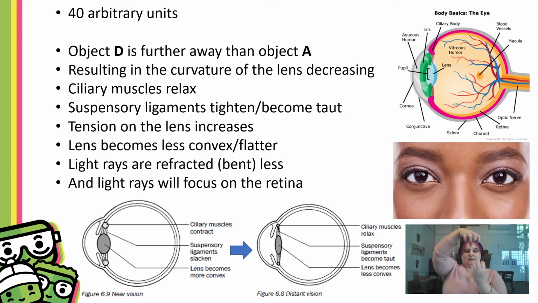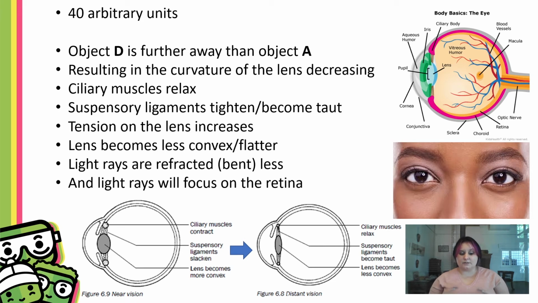Those suspensory ligaments are going to become loose or slacken, and there will be less tension on the lens, allowing that lens to curve further, allowing those light rays to be refracted or bent more, and that light will then focus on the retina. So that is how we explain accommodation, which is what allows us to see something up close versus something far away. And so, very important part of how the eye functions.